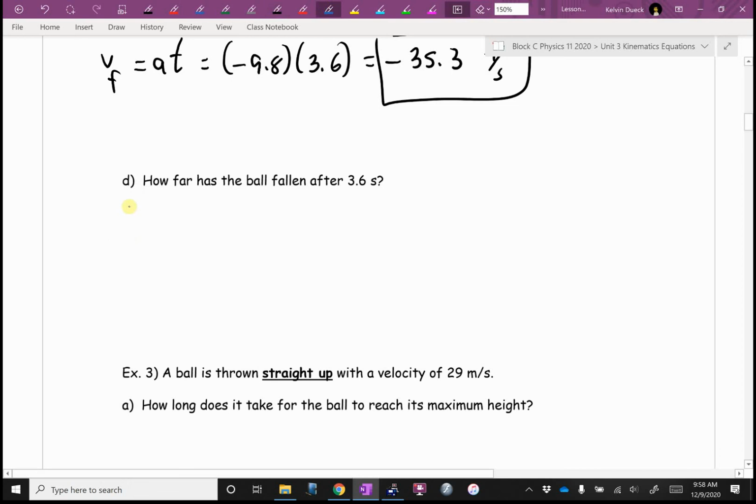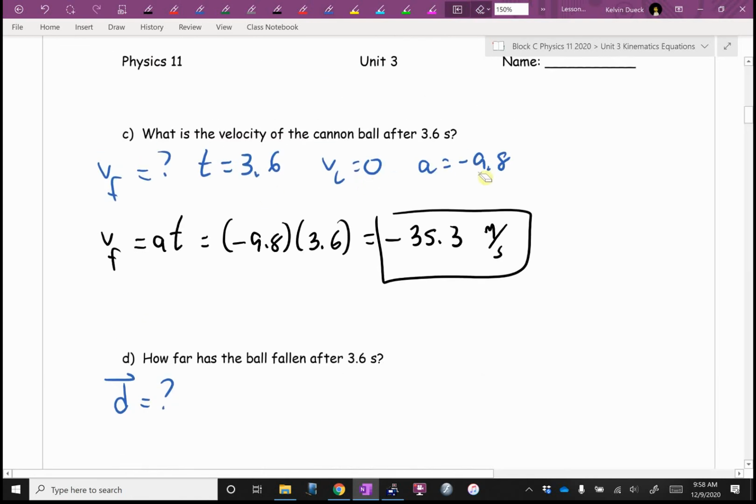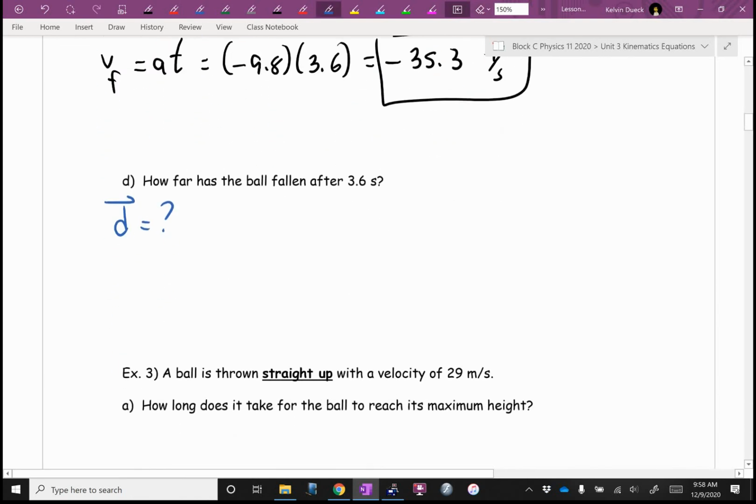What's that 3.6, Xavier? Is that the same time as in part C? Did I list everything in part C? I'm going to be lazy since it's sitting on your page. I'm looking for an equation that has a D, a T, a VI, and an A in it. Xavier, which one? Yep.